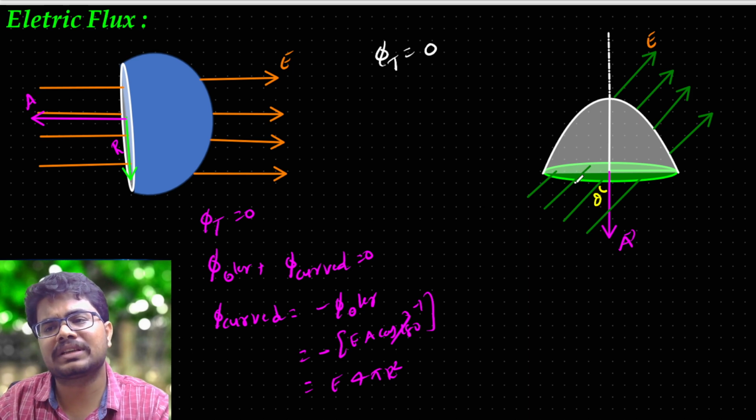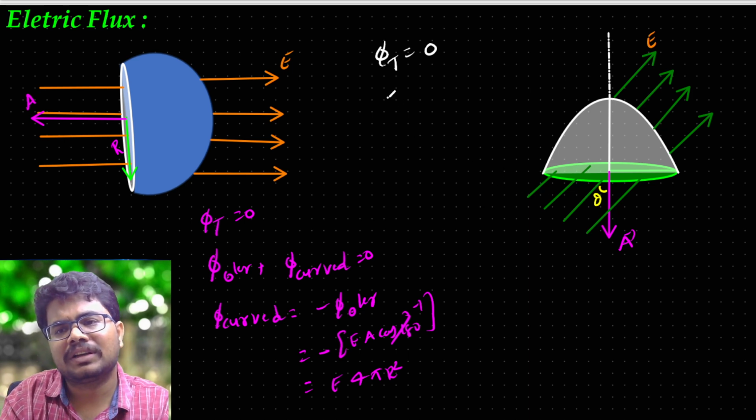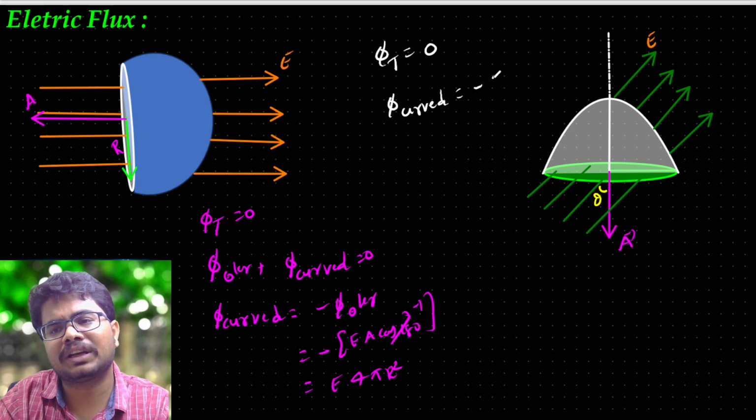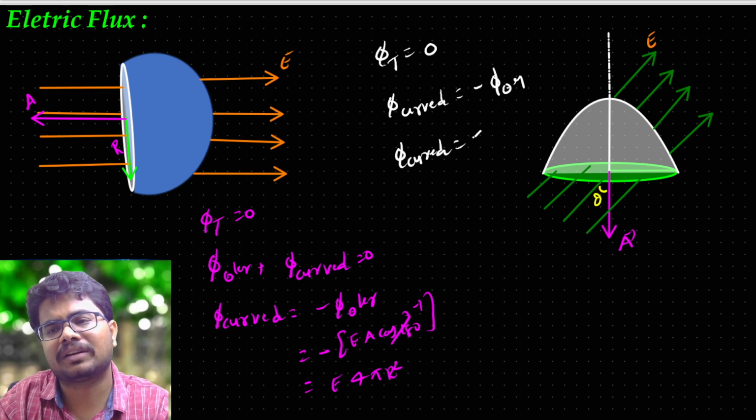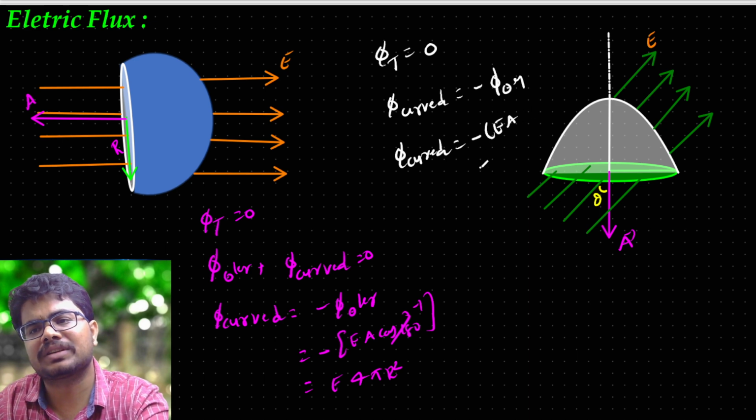So what we can do in this case, check. Flux total equals flux through curved plus flux through circular. So flux through curved, if you want to know, you can write the negative of flux through circular, like this only. If you observe, flux through curved equals the negative of flux through circular. What can I write? Minus of EA cos minus theta I should write. Otherwise I can write minus EA cos theta directly.